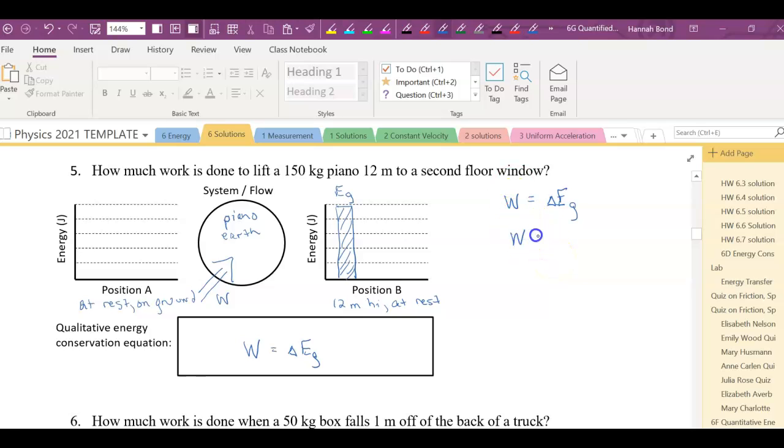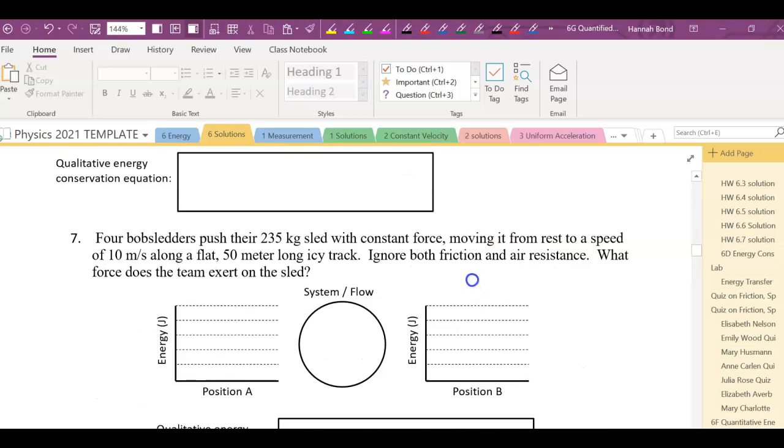But here I'm going to calculate that work because I can find the gravitational potential energy at position B. I know the mass of the piano is 150 kilograms, g is 9.8 meters per second squared, and it was moved to a height of 12 meters. Therefore, 17,640 joules of work were done on this piano. Let's go on down to number 7.